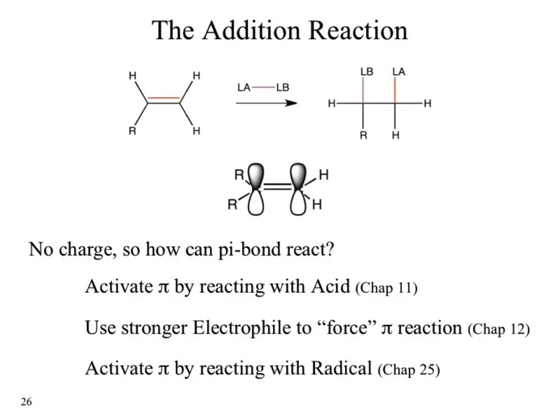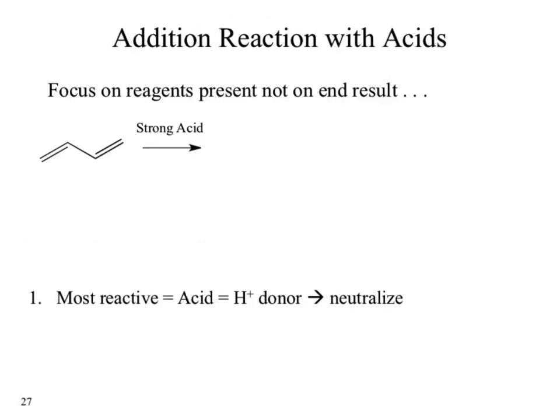Radicals do whatever the hell they want, unfortunately. I can activate the pi bond by reacting it with a radical. That's chapter 25. Okay? So we are responsible for knowing all of those. Those are all officially first semester. We'll review some new stuff as part of that.